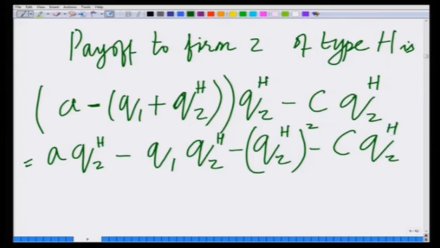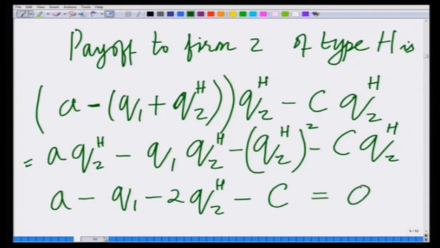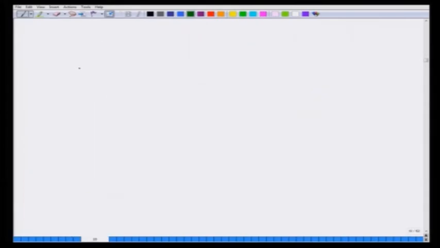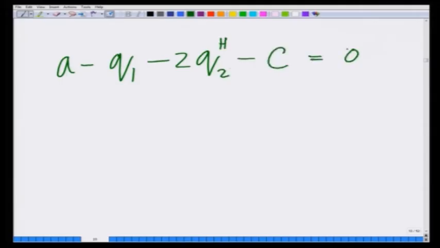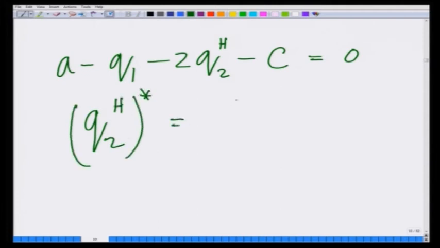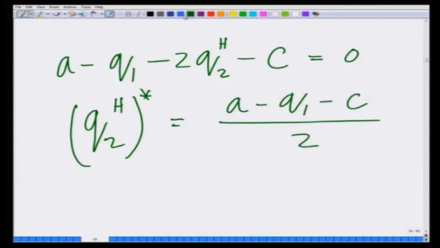Now, again to find the best response q2H, we can differentiate it and set it equal to 0 to find the q2H corresponding to which this payoff is maximized. If I differentiate this with respect to q2H, I have A minus q1 minus 2 q2H minus C equals 0, which means q2H star equals A minus q1 minus C by 2. This is the best response.